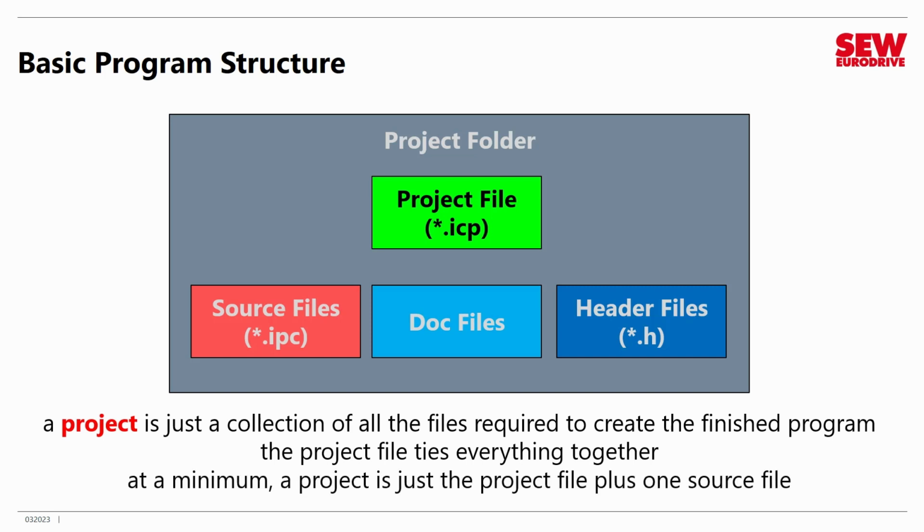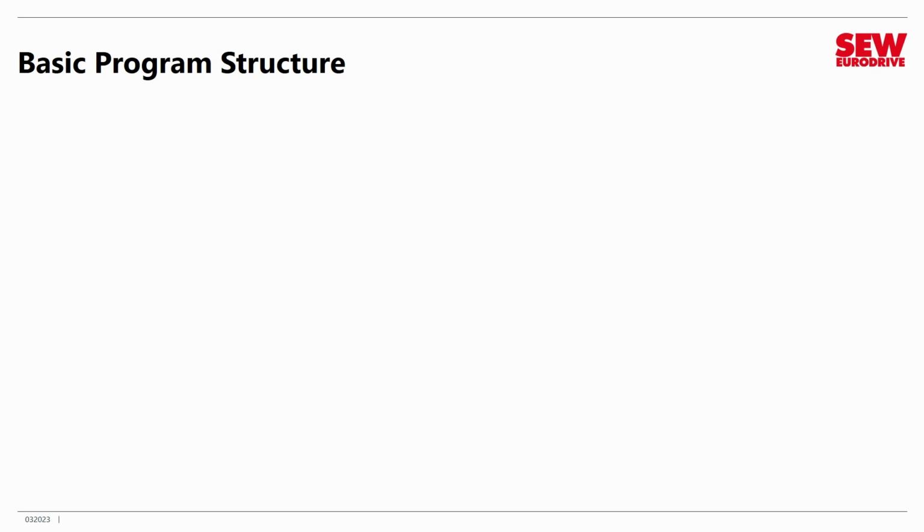Now, you should know that a minimum project just has the project file with the .icp extension and one source file with the .ipc extension. So all it really takes is two files in a folder to make a minimal project. And that's pretty much what we're going to be doing in this class. Almost all our projects will be just like that. All right? Clear so far, I hope?